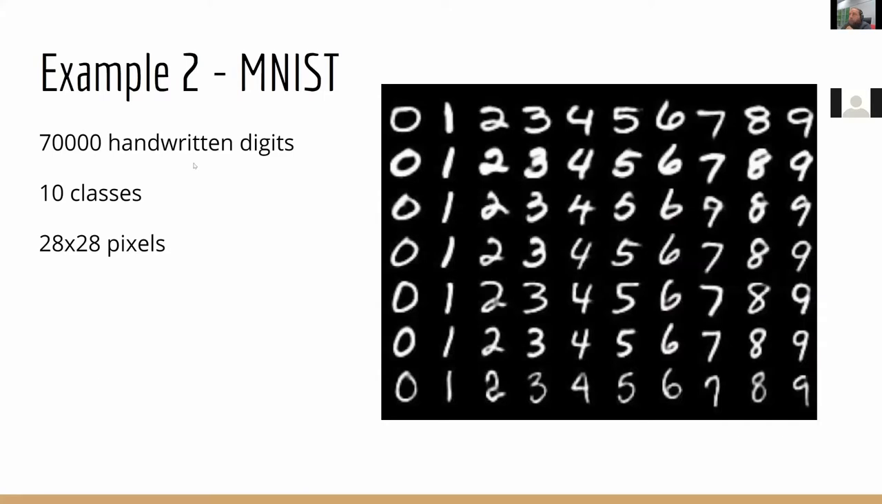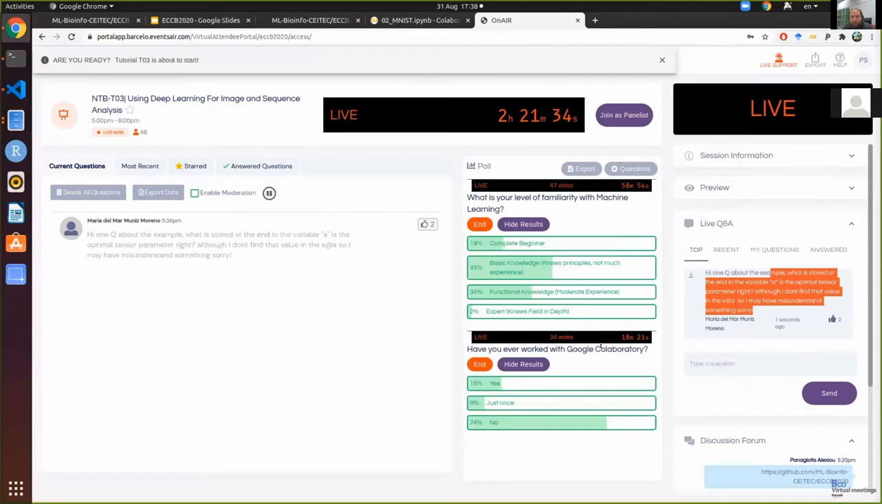I guess this is your second example that has to do with predicting from images, predicting handwritten digits. So Petr, I think you can take over from here. Petr? Yes. Okay, you can take over from here. Okay, share screen. Sharing. Sure. Okay, I hope you can see me.